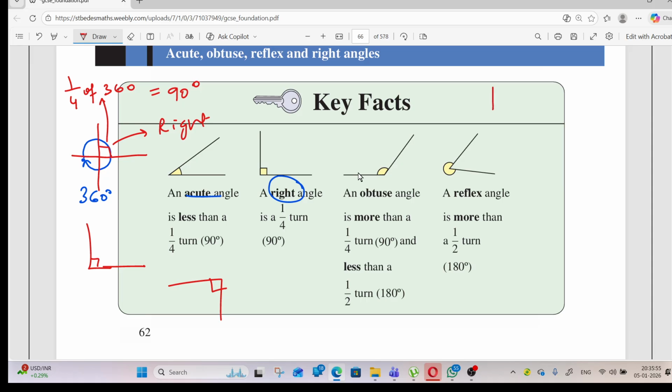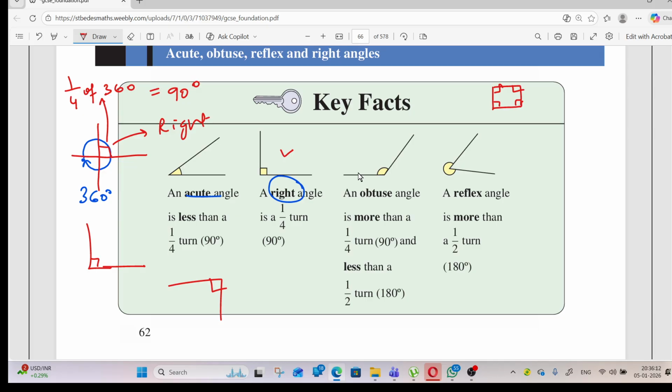Okay, so this is a right angle. For example, if I draw a square, it has four right angles: one, two, three, and four. So it is 1/4 of a turn, which is 90 degrees. Its value is 90. It is called a right angle. This is how it looks.